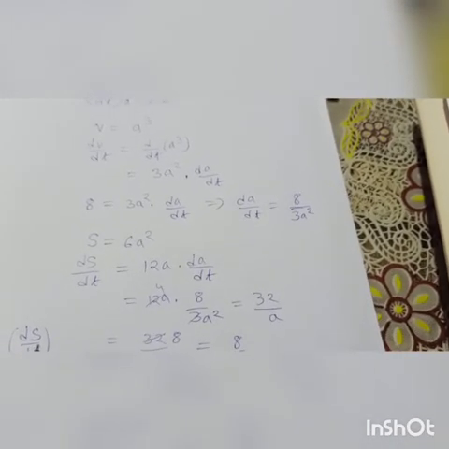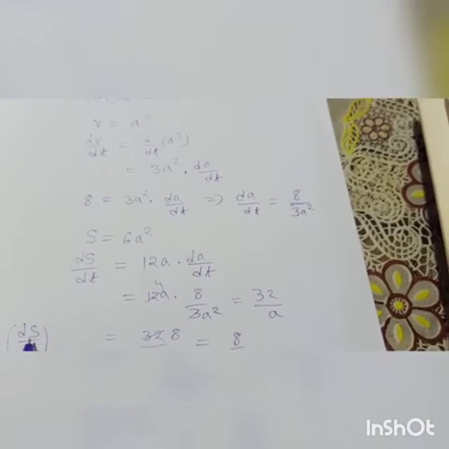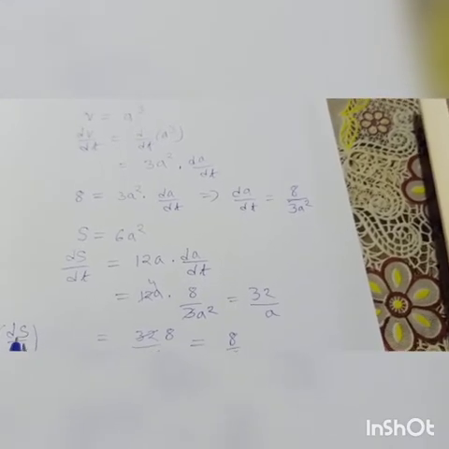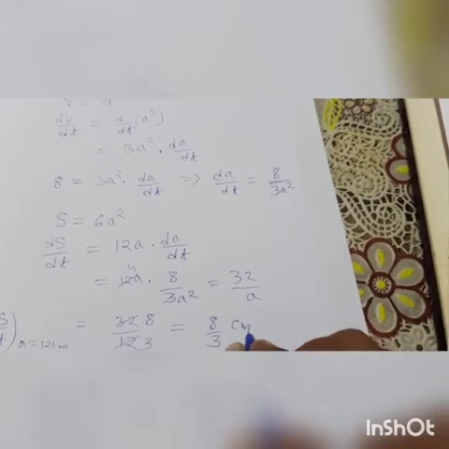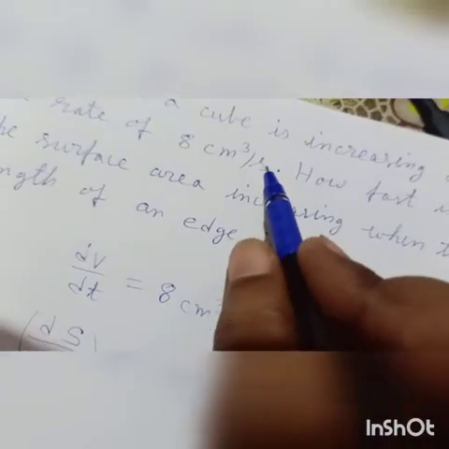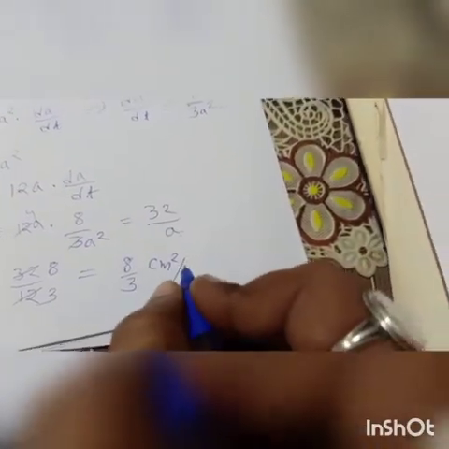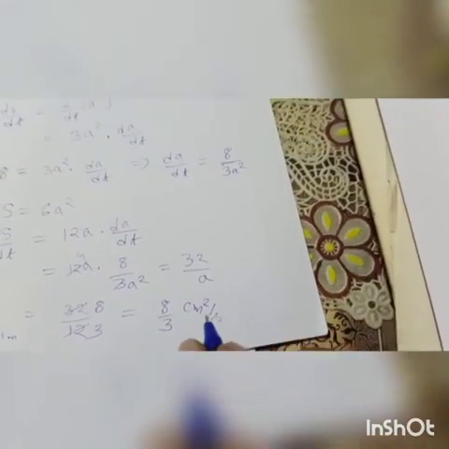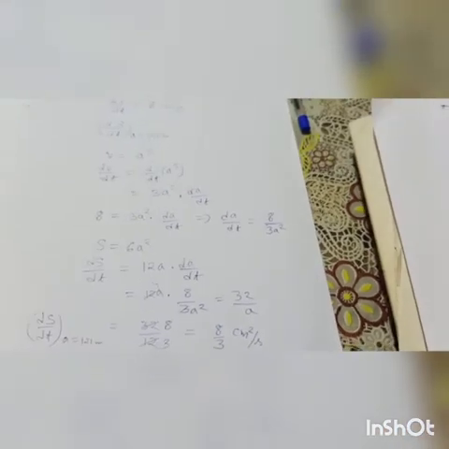Now what will be the unit? Unit of surface area is centimeter square. So centimeter square upon unit of time. So it is clear from this, the unit of time is second. So centimeter square per second. This is the answer of this question.